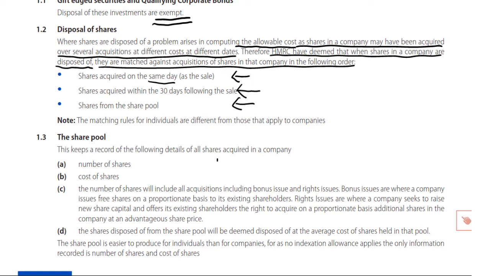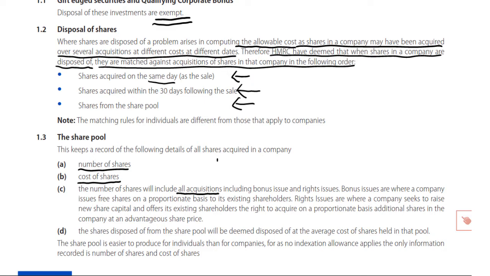Now, it is a simple enough exercise to construct the share pool. All you need is two columns on the right hand side of your page, listing number of shares and cost of shares. And as shares are acquired, so we put in how many shares into the number of shares column and any cost that may be incurred into the cost column.